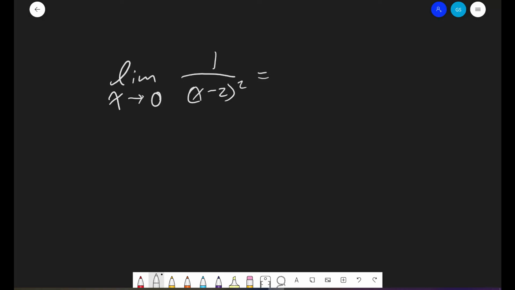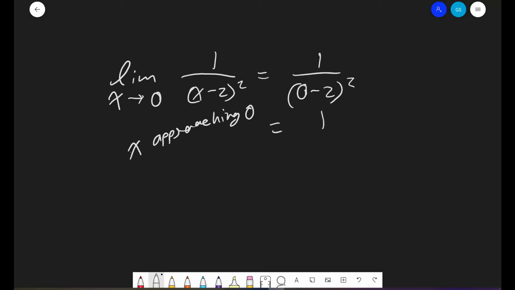Now we talked about it in the last video, where x is approaching 0, right? X is approaching. It is not equaling 0. It's getting infinitely smaller and closer towards 0. But we can still substitute it in because it basically becomes 0. So this would just be 1 over (0 minus 2) squared. 1 over (negative 2) squared, which just gives you 1/4.